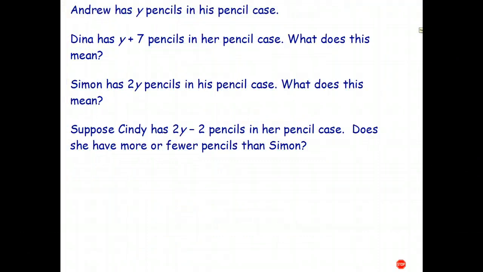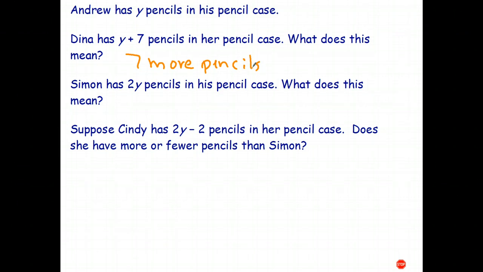In fact, we'll probably just discuss these. I'd say just have a think about them, then we'll just do them verbally. Okay, let's get started. Andrew has Y pencils in his pencil case. Dina has Y plus 7 pencils in her pencil case. What does this mean? Well, if Andrew has Y, Dina has Y plus 7, she has 7 more pencils than Andrew. So I won't write it in a full sentence, I'll just write a shortcut version.